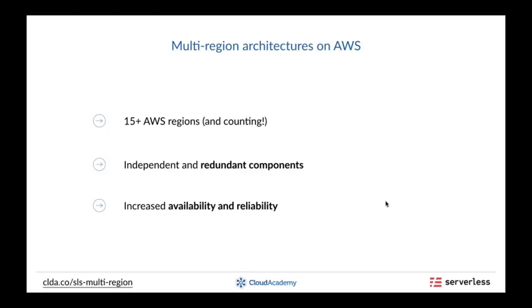Sorry, AWS has over 15 regions worldwide, and more are being added. We can utilize multiple regions, backed by regional API gateways, to make our services redundant, and that's how we achieve high availability and reliability.